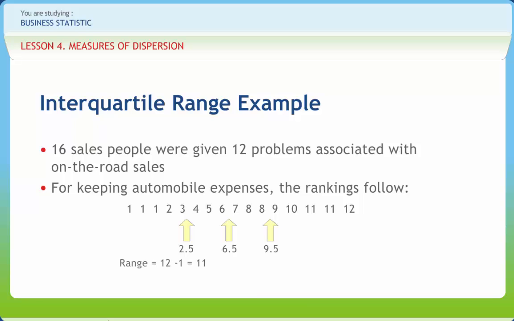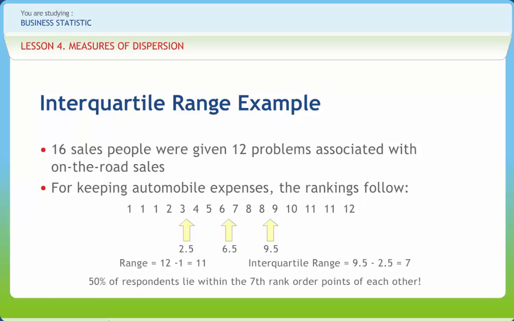Then range equals 12 minus 1 equals 11, because 12 is the highest value and 1 is the smallest value. Then interquartile range equals 9.5, the third quartile, minus 2.5, the first quartile, which equals 7. It means that 50% of respondents lie within 7 rank order points of each other.